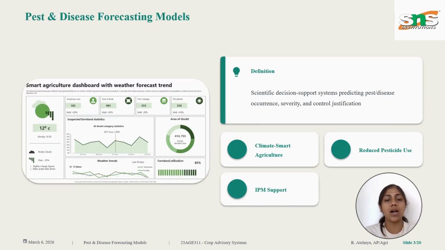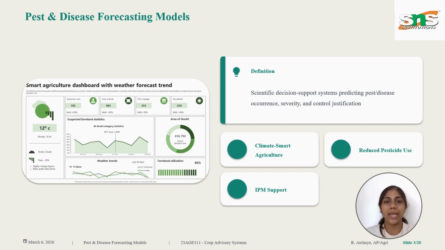Here comes the pest and disease forecasting model. Let us begin with the first objective. A pest and disease forecasting model is a scientific decision support system that predicts the occurrence, severity, and the need for control of pests and diseases.